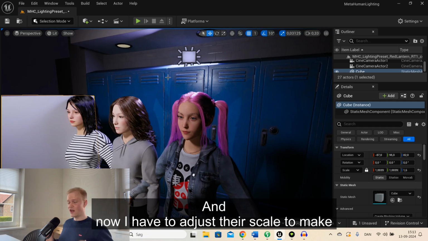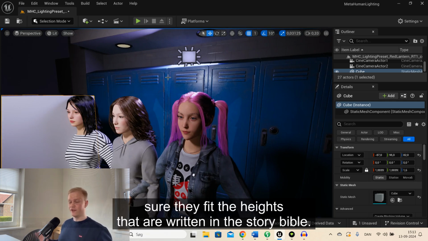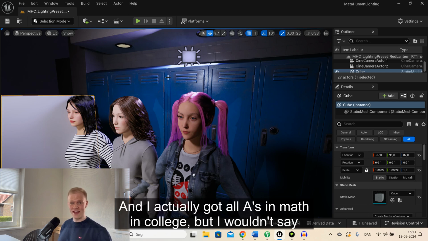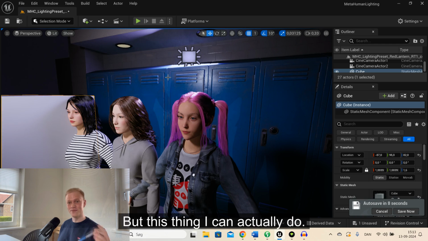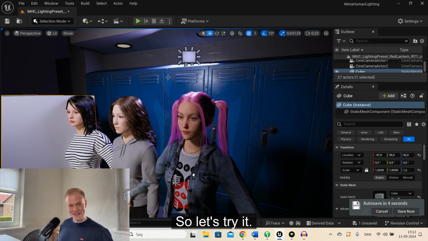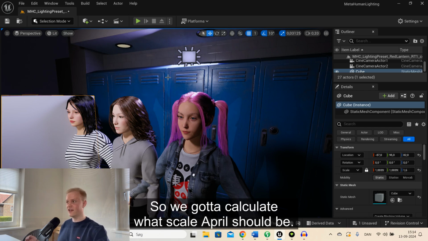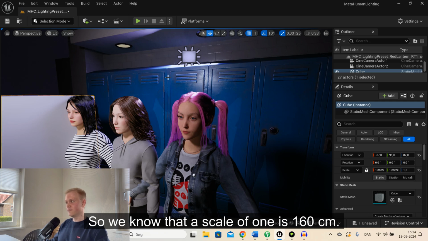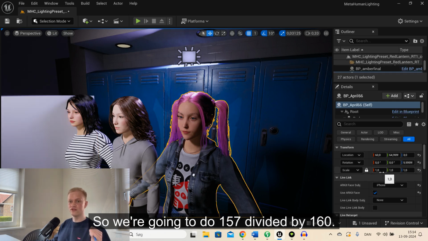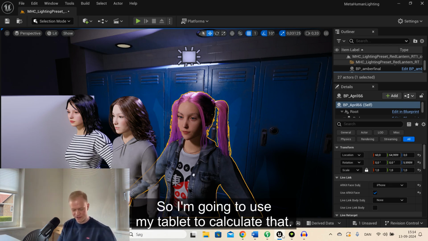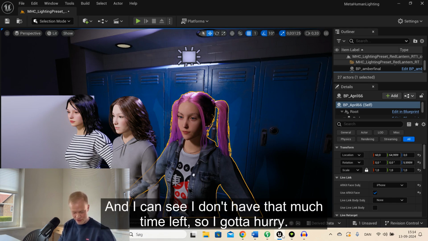And now I have to adjust their scale to make sure they fit the heights that are written in the story bible. So now we're going to use math, and I actually got all A's in math in college, but I wouldn't say that it's one of my strengths, but this thing I can actually do. So I know that April is supposed to be 5'2", which is 157 centimeters. So we've got to calculate what scale April should be. We know that a scale of 1 is 160 centimeters. So we're going to do 157 divided by 160. I'm going to use my tablet to calculate that, and I don't have that much time left, so I've got to hurry.